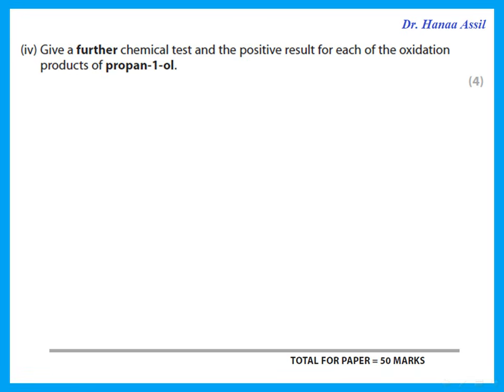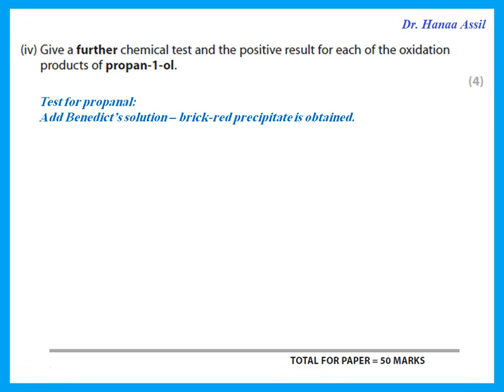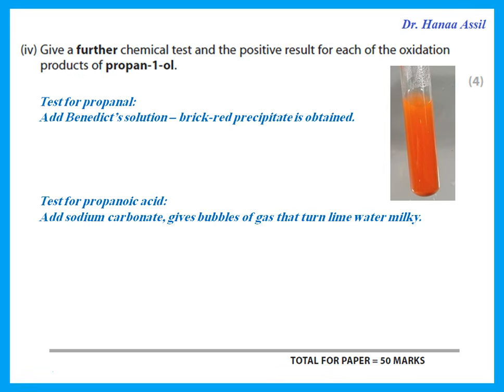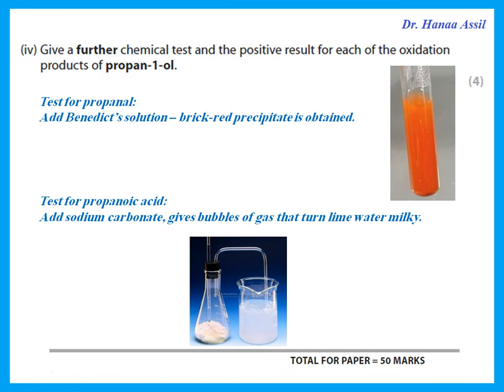The last question says, give a further chemical test and the positive result for each of the oxidation products of propane 1-ol. So we said when we oxidize propane 1-ol, we get propanal or we get the acid. So to test for the aldehyde, we add Benedict's solution, and we get a brick red precipitate if an aldehyde is present. The test for the acid, if it formed propanoic acid, is to add a carbonate. So add sodium carbonate, for example, and this should give bubbles of gas that turn limewater milky.